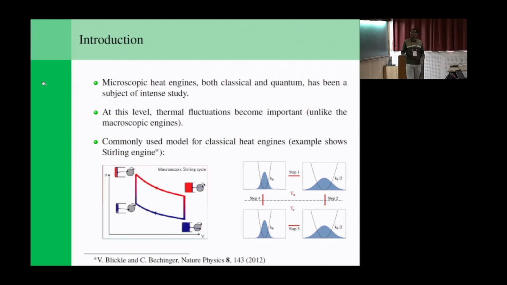Now, microscopic heat engines in both classical and quantum regimes have been a subject of a lot of interest in the last 2 decades or so. At this level, thermal fluctuations become important, which make these dynamics very different from the dynamics of macroscopic heat engines. And here is a model of a classical heat engine, which is frequently used. For example, this one here was used by Bechinger's group in 2012, where this is the macroscopic model, and there is an optical tweezer which mimics the effect of this piston over here, and there is a colloidal particle trapped in this optical tweezer that acts as the working system.